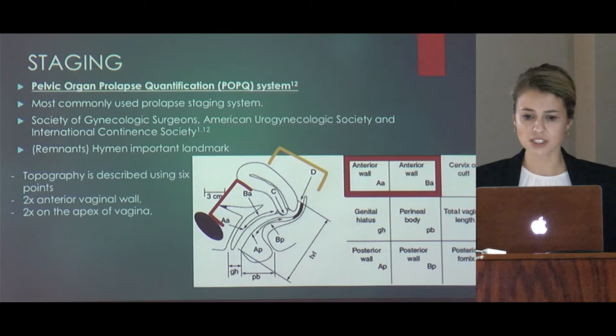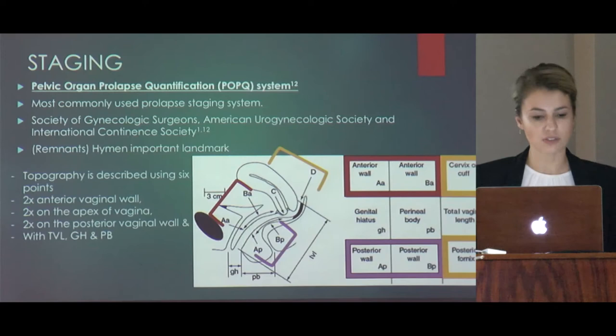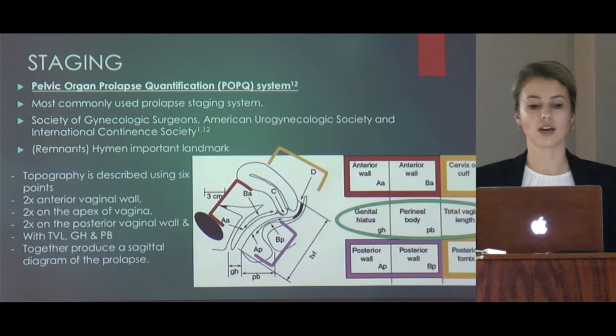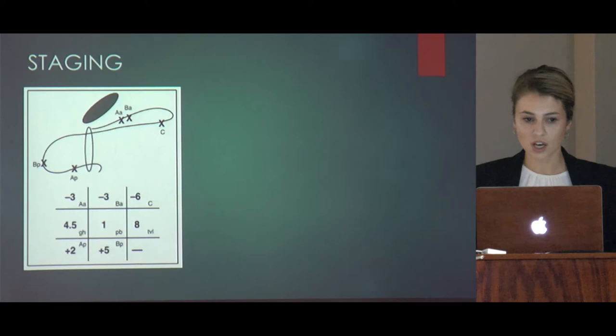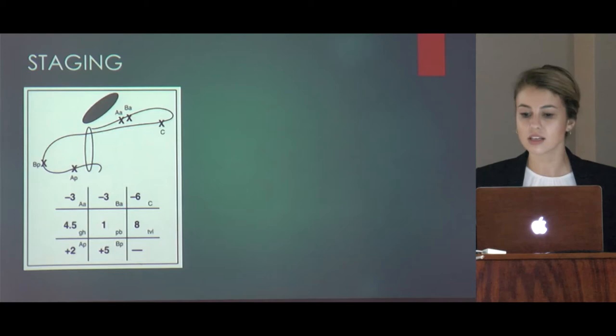And then two on the posterior vaginal wall, which is in your Ap and Bp. And with the total vaginal length, the genital hiatus length, and the perineal body length, they form a sagittal diagram of the prolapse. So this is a practical example of the POP-Q system used to schematically illustrate the prolapse. In this picture, the actual measurements are described in a 3x3 grid, and using them, this illustrates a posterior compartment prolapse.